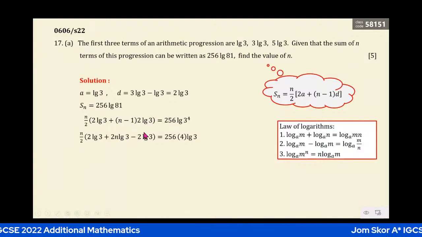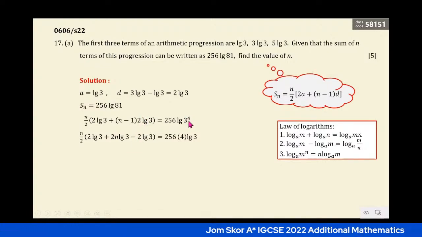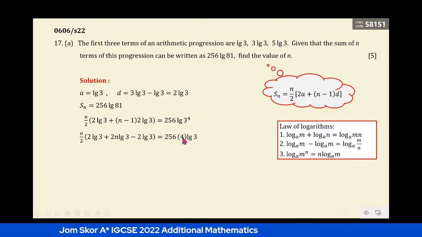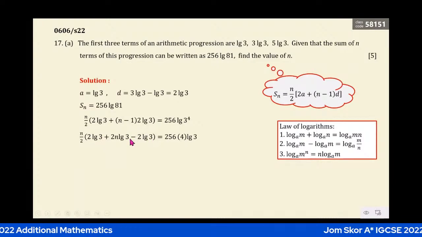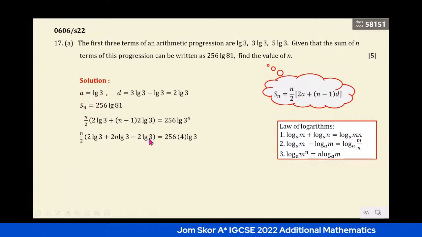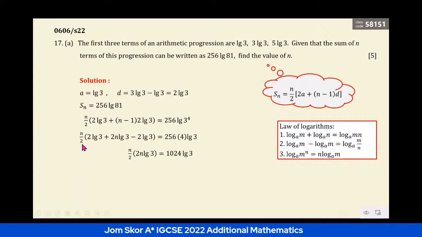This and this you get negative 2 log 3. Okay, now this one use the third law. So 4 turun depan sini. Okay, tengok dalam first bracket kat sini. This is 2 log 3 minus 2 log 3. So 2 log 3 minus 2 log 3 is 0. What's left is only n over 2 and 2n log 3.